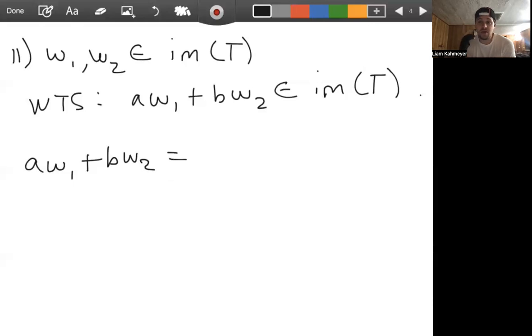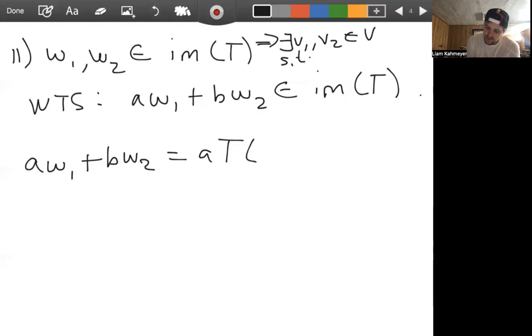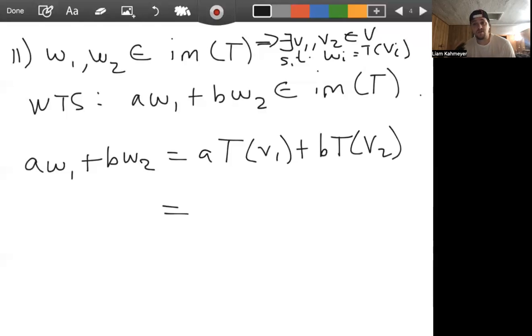Well, W1 and W2 are in the image, which means there exist V1 and V2 respectively, such that this implies that there exist V1, V2 in V such that Wi is equal to T of Vi, for i being 1 or 2. So AW1 plus BW2 is A times T of V1 plus B times T of V2. Those V1 and V2 exist because W1 and W2 are in the image.